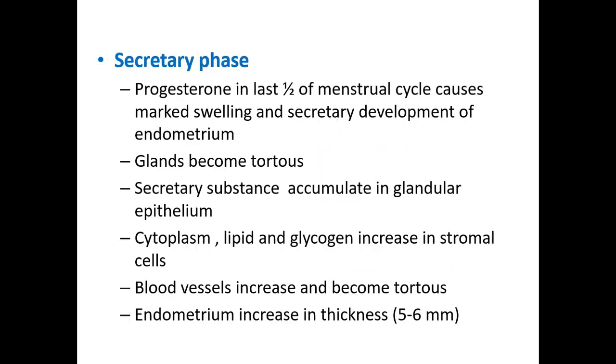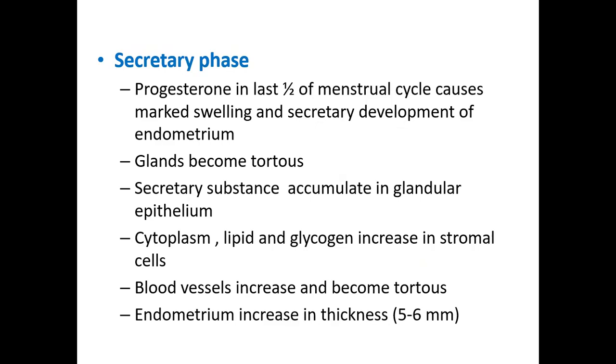As we have discussed, in the secretory phase, the second half of the menstrual cycle, there is marked swelling and secretory development of the endometrium. The glands become tortuous. Tortuous simply means they become loose and not straight. This is because they are filled with blood and fluid, and that's why the glands should be tortuous for this function. Secretory substances accumulate in the glandular epithelium cytoplasm, glycogen increases in stromal cells, blood vessels increase and become tortuous like the glands, and the endometrium increases further in thickness.